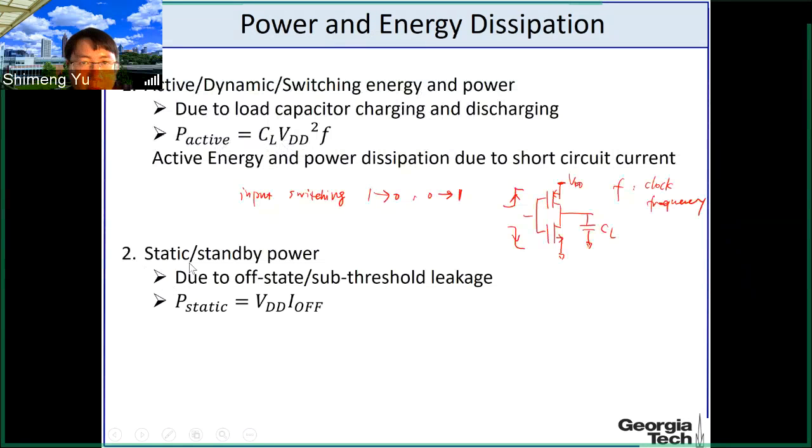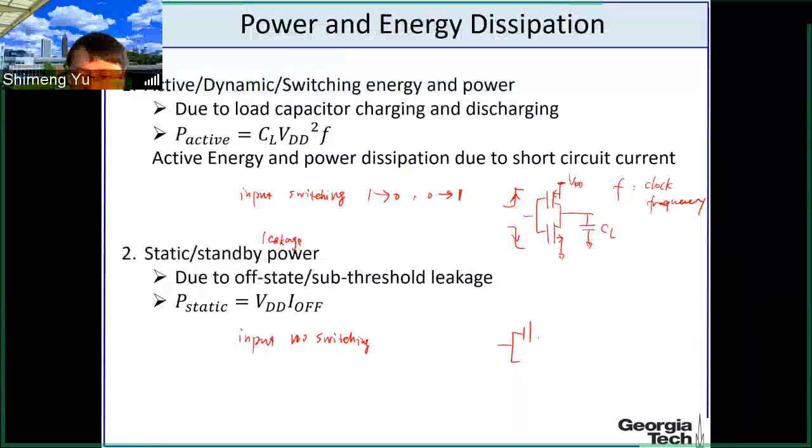The second component of the power and energy is the so-called static standby or leakage power. This is when the input has no switching. That means the input is kept at VDD or ground, 1 or 0. So the input is maintained at 1 or maintained at 0.